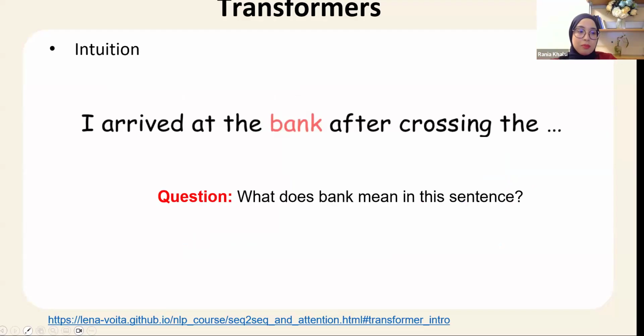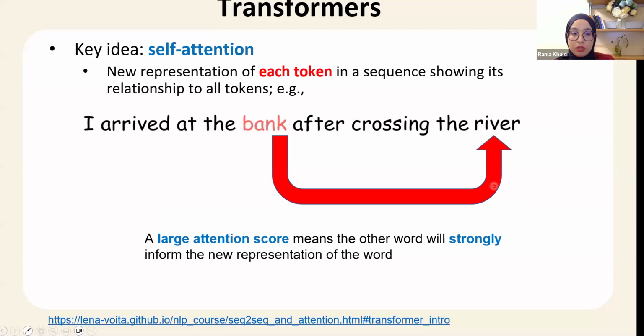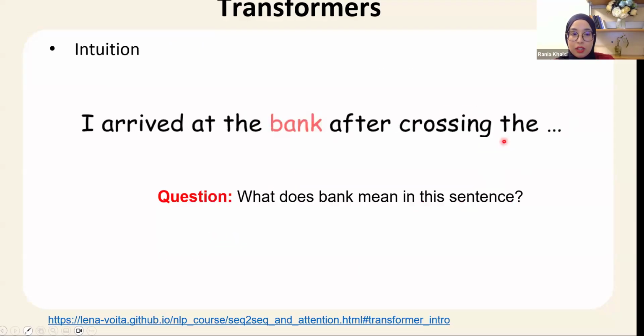So now the question becomes: given a sentence like I arrived at the bank after crossing the, and then three dots, let's assume part of the sentence is missing. How should the model interpret the word bank? If we consider this part missing, what does bank mean in this sentence? Because previously we've shown that this is the strongest correlation. What happens if this is not there? This is mainly the question. You can pause the video again and think about it.